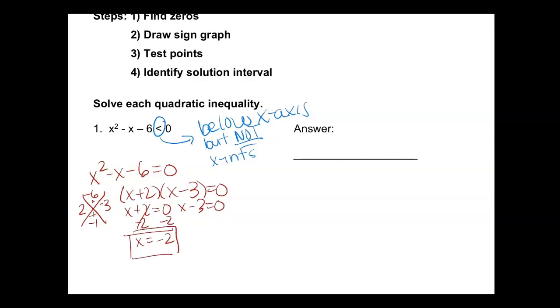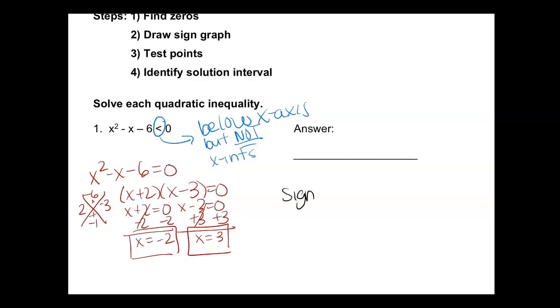That's one of your x-intercepts. Here's the other x-intercept. What I now need to do is step 2. Draw the sign chart, and we need to use some test points. Remember, we're trying to see where this graph is below the x-axis, and we're not going to include the x-intercepts. Technically, both of these are x-intercepts, but we don't want to include them in our final answer.